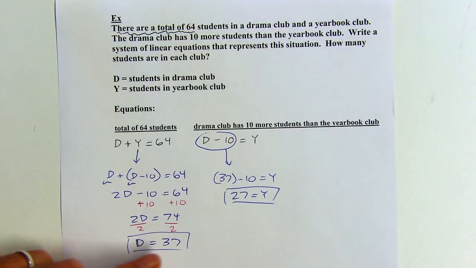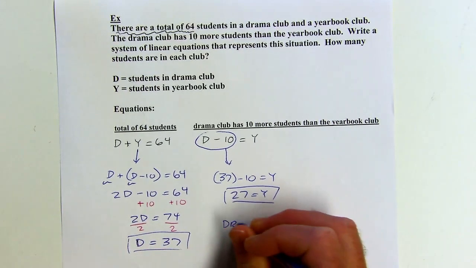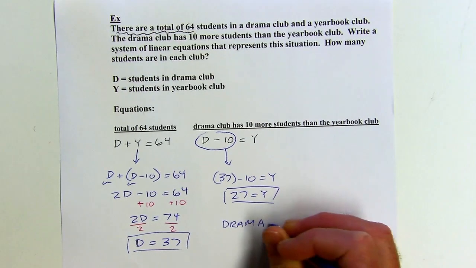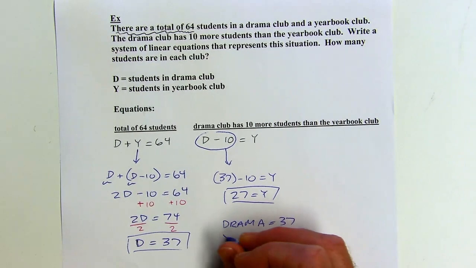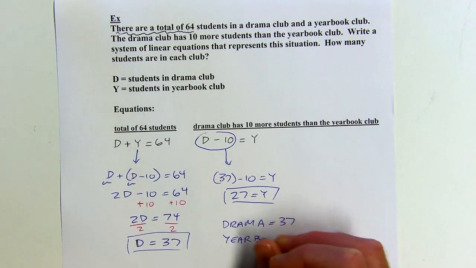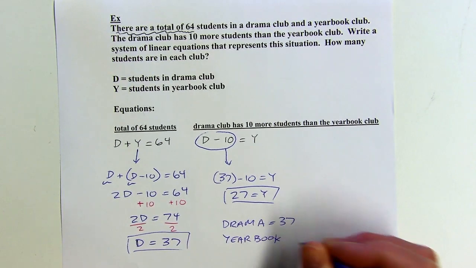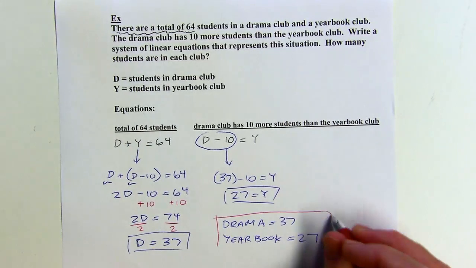So let's put this into words. The drama club has 37 students. I'll just make this quick. Drama equals 37. And yearbook is going to be 27 students. Okay, so that's my actual final answer there.